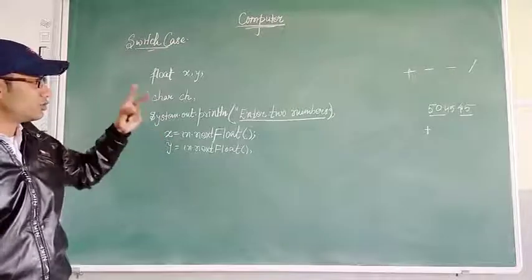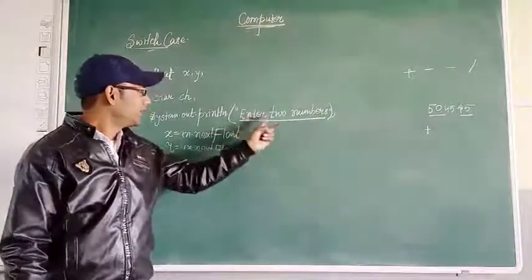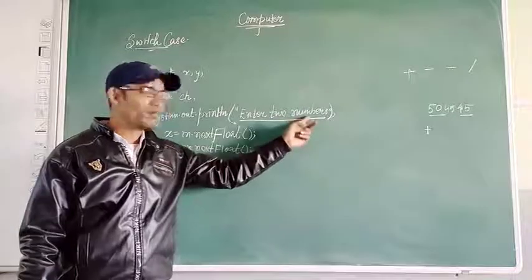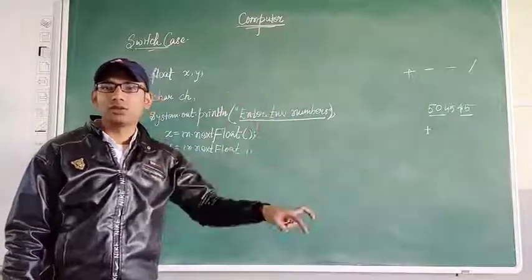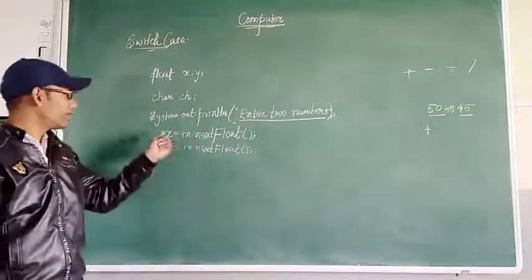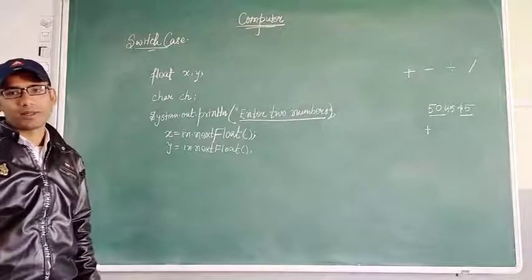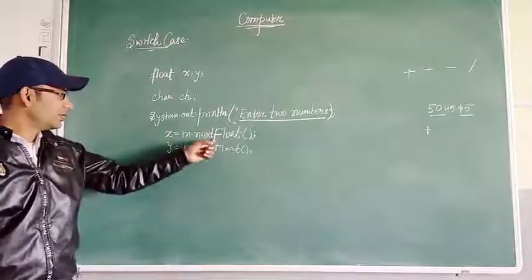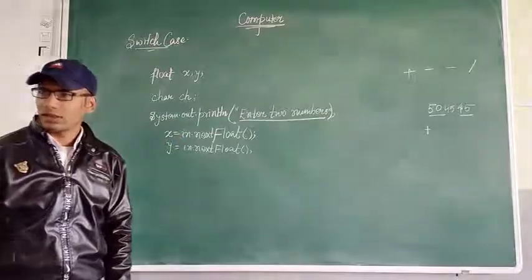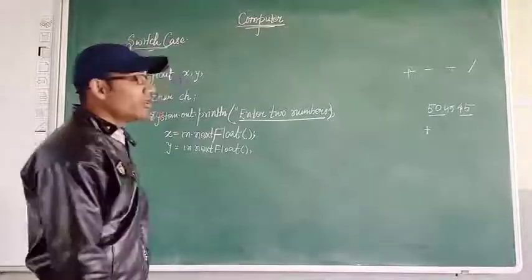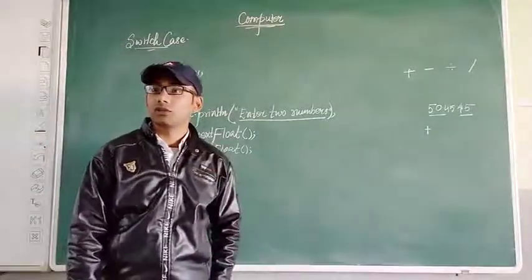So two of the numbers have been accepted. Okay. The user gave two numbers. Enter two numbers. As soon as this line is displayed, the user will definitely enter two numbers, and those two numbers will get inside x and y automatically. These are the variables. The numbers will get inside them. Clear? Now we are supposed to ask the user for the choice.